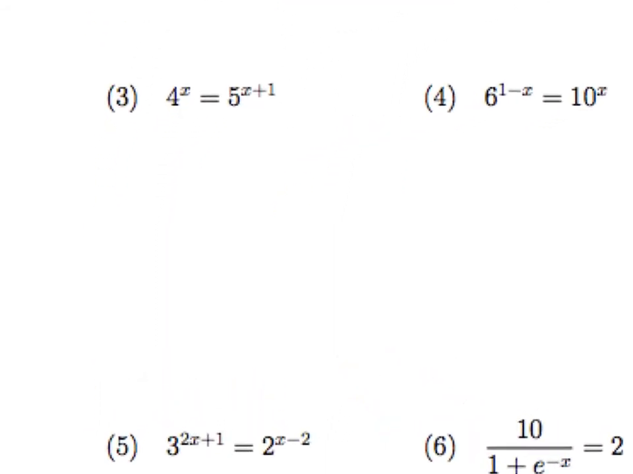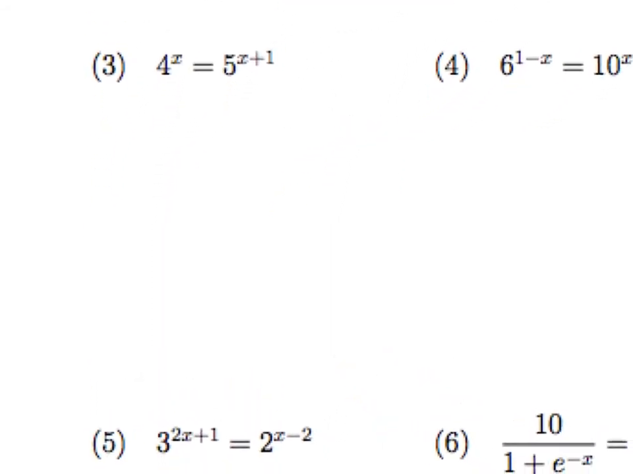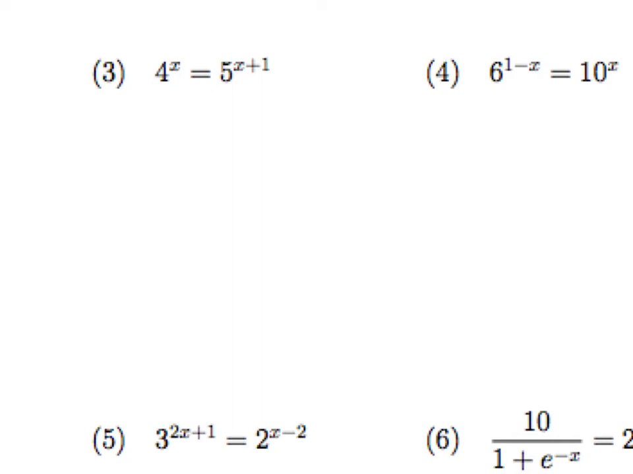Let's go to number 3. Okay, so look at the situation here. We've got an exponential on both sides. We're going to have to just take the log of both sides because that's the only way we can get something out of the exponential spot. But we can manipulate things a little bit also.